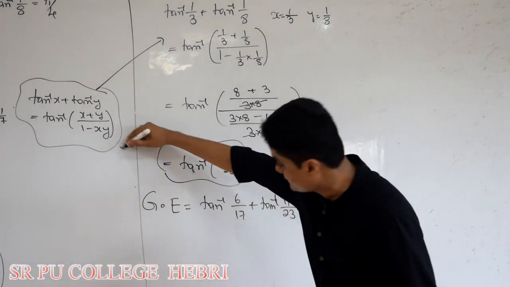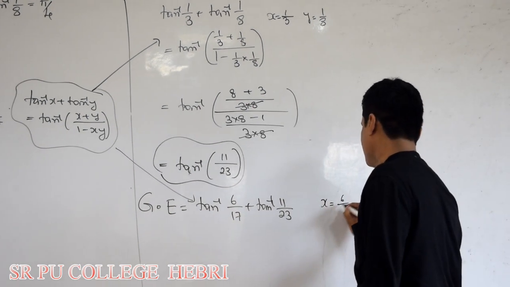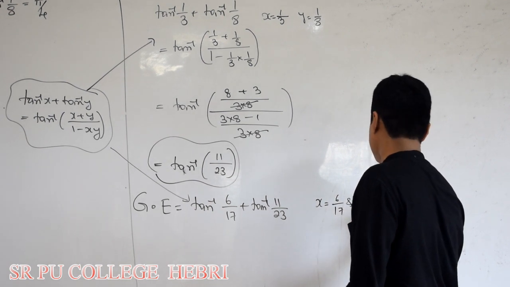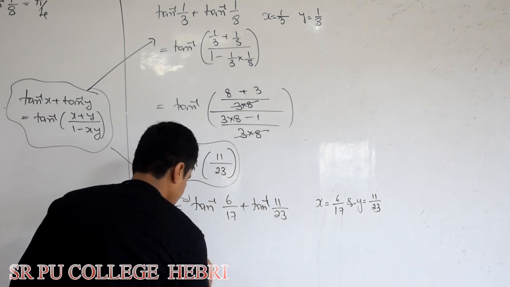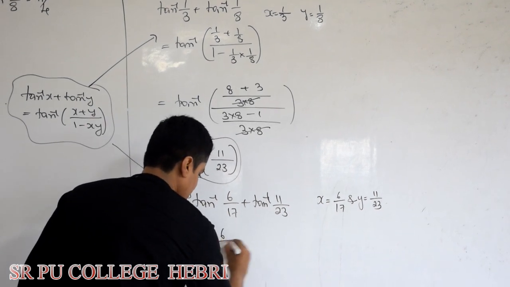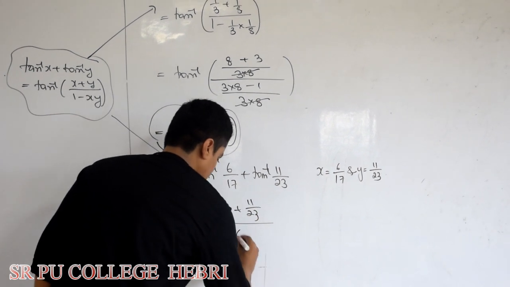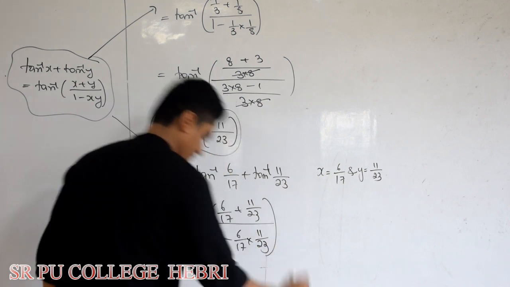So you are using this formula again. When you compare, you will come to know x is nothing but 6 by 17 and y is equal to 11 by 23. Add using this formula, so it will be tan inverse of (6 by 17 plus 11 by 23) divided by (1 minus 6 by 17 into 11 by 23).